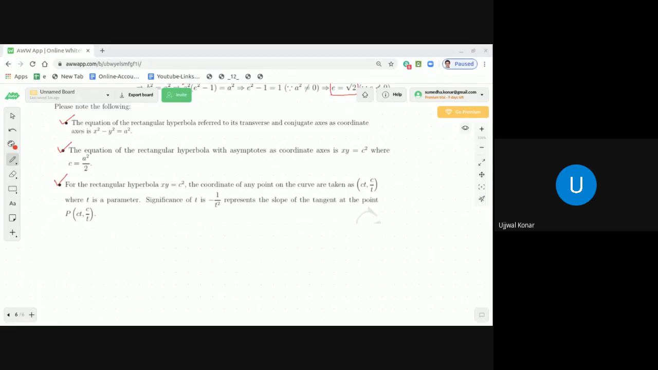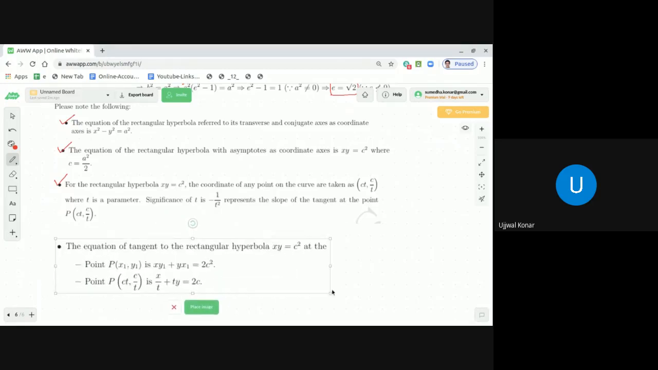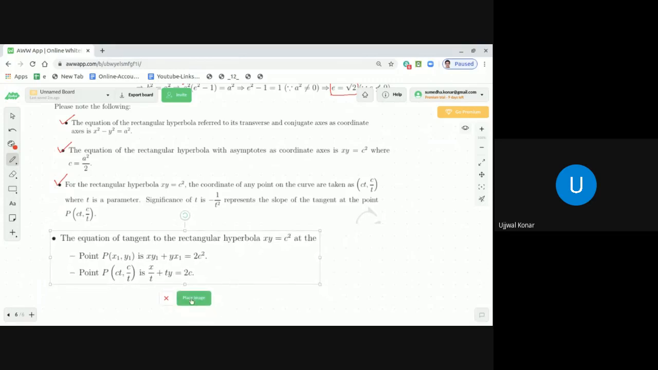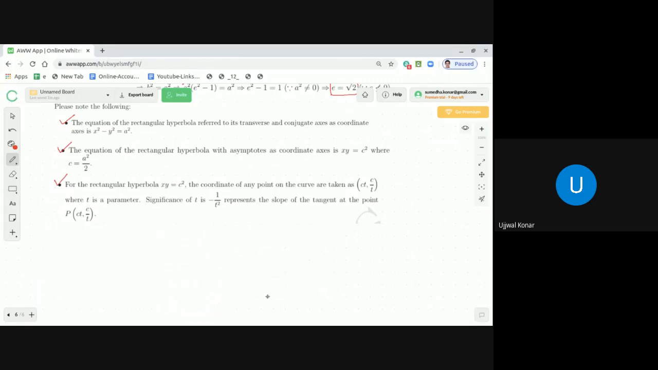The equation of the tangent to the rectangular hyperbola xy equal to c square at the point P x1, y1 is x y1 plus y x1 is equal to 2c square. That is the first one.